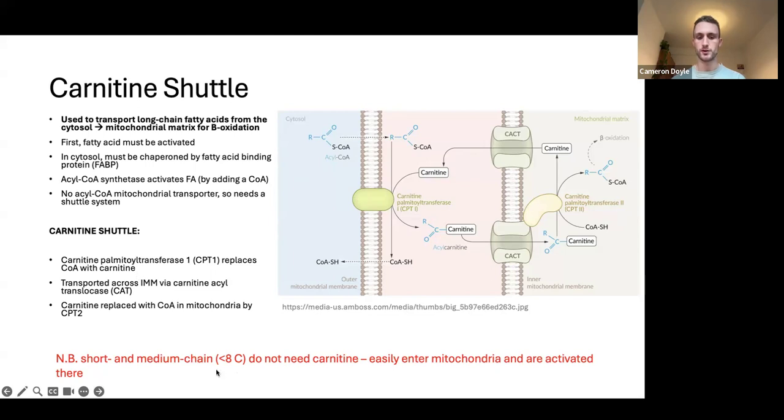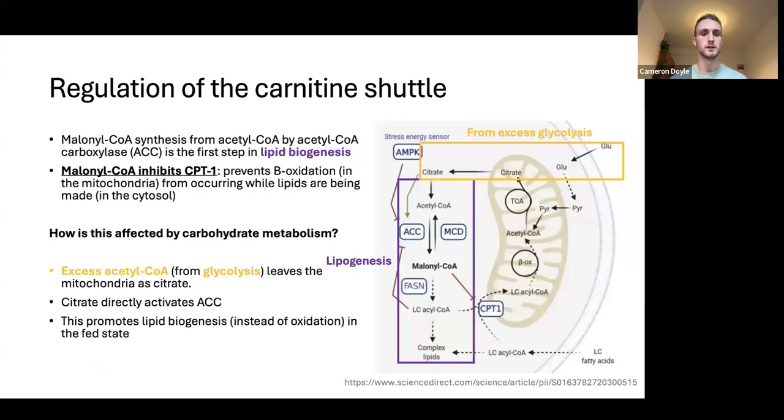A notable point here is that short and medium chains, so if it's less than 8 carbons, you don't need carnitine because these can just enter the mitochondria nice and easily. But if you've got really long ones, greater than 8, but we're talking like 20 carbons, then you need the carnitine shuttle to get those into the matrix.